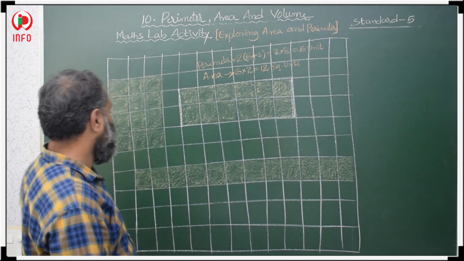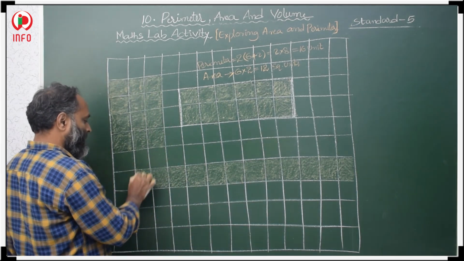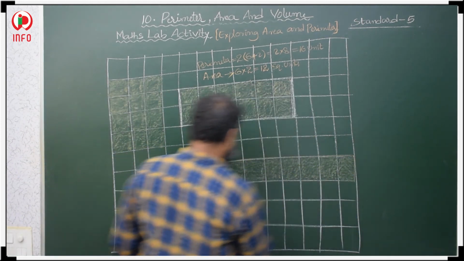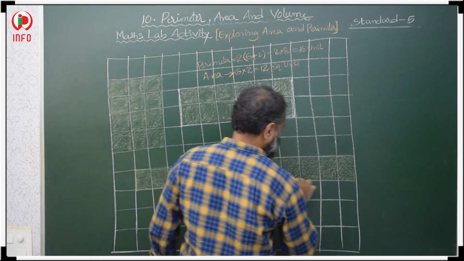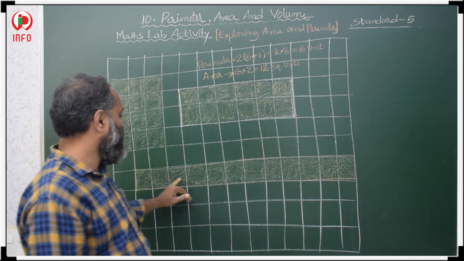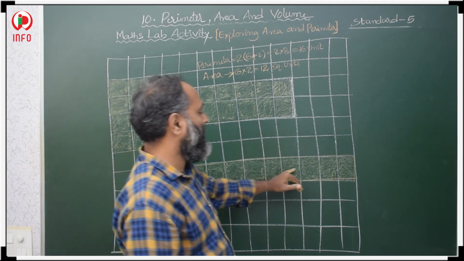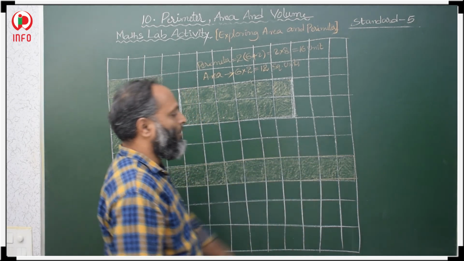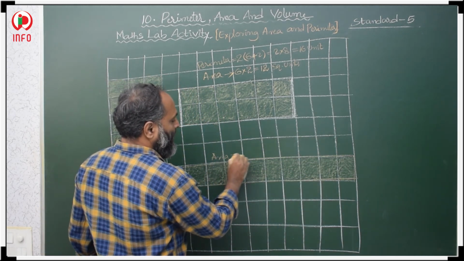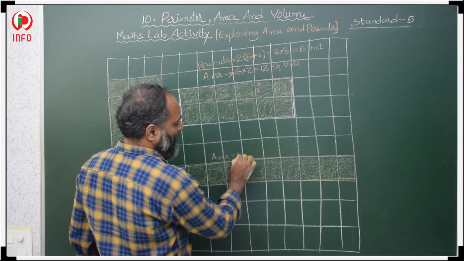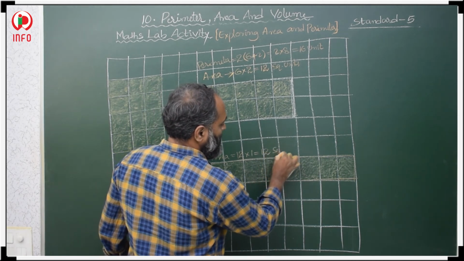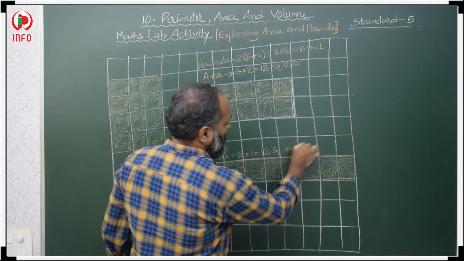Okay. Now another rectangle we have to form. This is another rectangle. In this rectangular shape, how many boxes lengthwise? Row wise: 1 2 3 4 5 6 7 8 9 10 11 12. And column wise, 1 box. Then area is equal to length into breadth. Length is 12, breadth is 1. 12 ones are 12 square units.